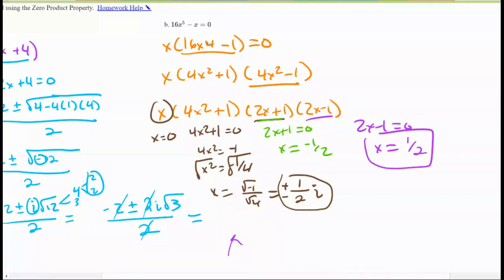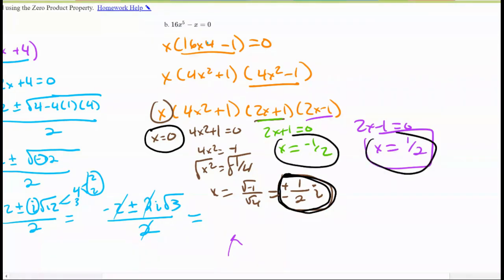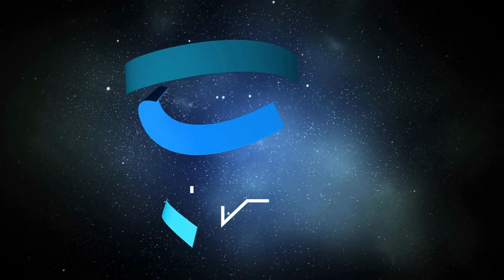All right, so my answers here are a little bit scattered. I will circle them all here. So x equals 0. x equals positive 1/2 i, negative 1/2 i, negative 1/2, and positive 1/2. So 5 solutions because my degree here is 5.